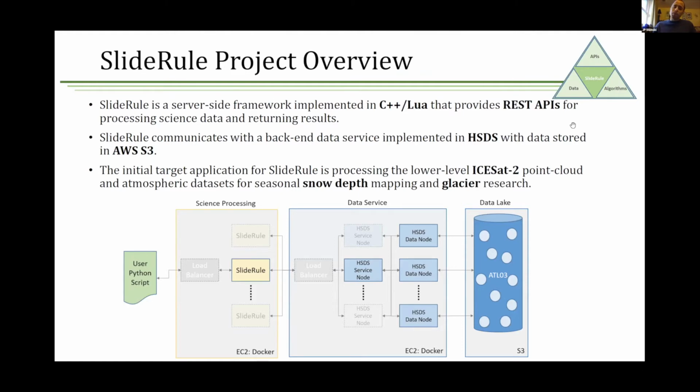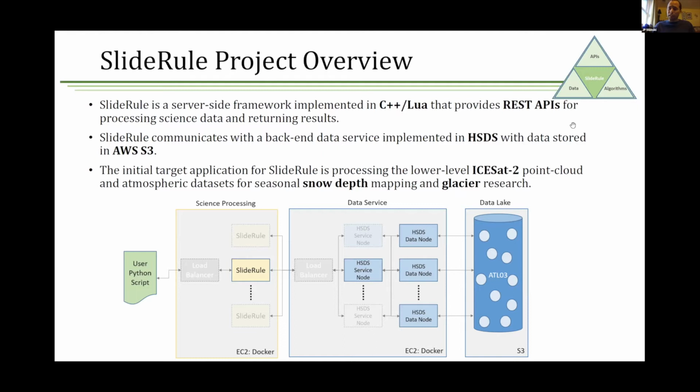It's server-side code written in C++ and Lua, and the idea is that it provides these REST APIs for processing science data on demand. So the scientists can hit our service and make processing requests with parameters that are suited to their research, and then our servers will hit the bulk lower level data products that ICESat-2 has and just return the higher level products back to the researchers. And so to provide the backend data service, we chose HSDS.